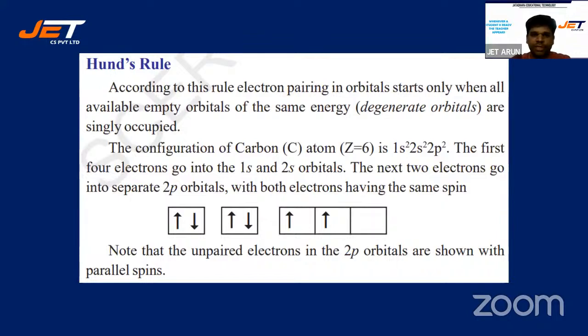So look at the electronic configuration, students, of carbon: 1s2, 2s2, 2p2. The first four electrons go into 1s and 2s. Look at the parallel and anti-parallel spins. They're all anti-parallel. The next two electrons go into the 2p orbitals with both electrons having the same spin. Note that unpaired electrons in 2p orbitals are shown with parallel spins. All right, note this diagrammatic representation of the electronic configuration.